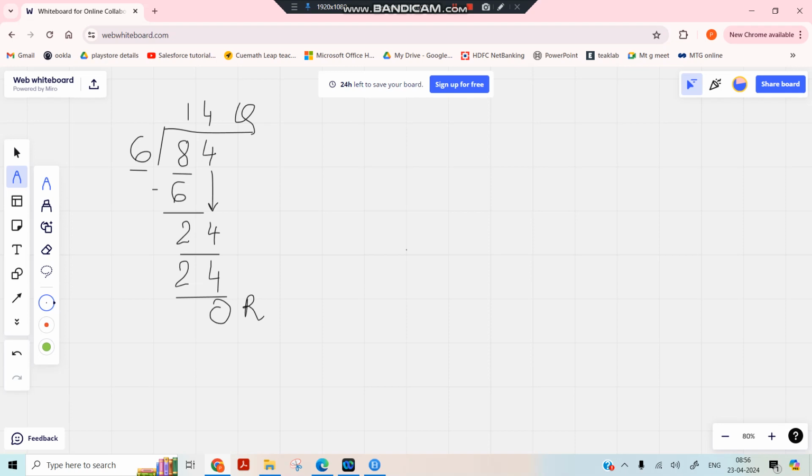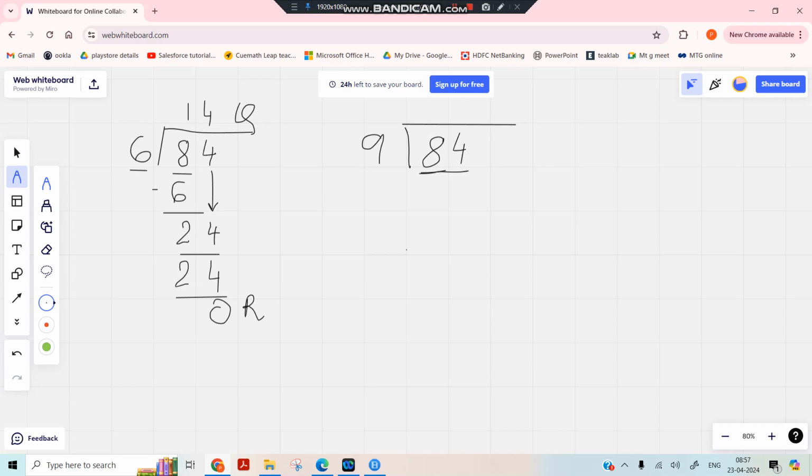Now let's see another example where the divisor, let's say 9, is greater than the first digit. I'm taking the same dividend. So 8 is my first digit of the dividend, and my divisor 9 is greater than that. In that case, if it is greater, then we will be taking the first two digits.